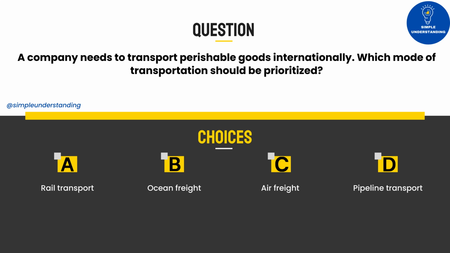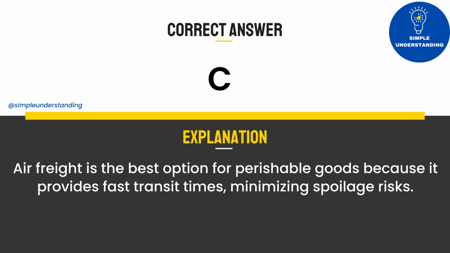3. A company needs to transport perishable goods internationally. Which mode of transportation should be prioritized? A. Rail transport. B. Ocean freight. C. Air freight. D. Pipeline transport. Correct answer: C. Explanation: Air freight is the best option for perishable goods because it provides fast transit times, minimizing spoilage risks.